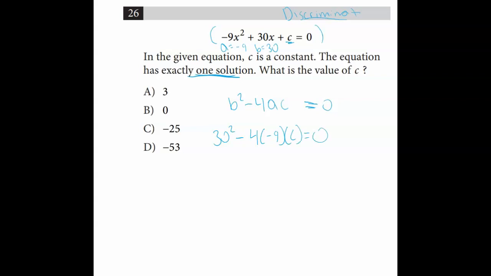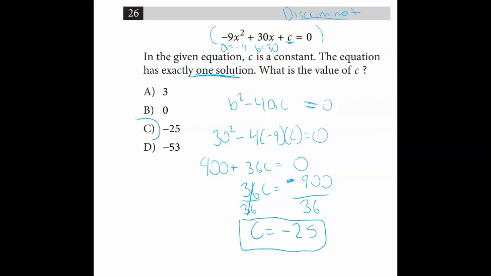And so solving this, we know 30 squared is going to be 900 minus 4 times 9, or -4 times -9, which is going to be a positive 36c equals 0. And so now we know it's going to be 36c equals -900. And so if we just divide this side by 36, we're left with c equals -900 divided by 36. We're going to get -25 equals the correct answer. So we know it's going to be C for 26.